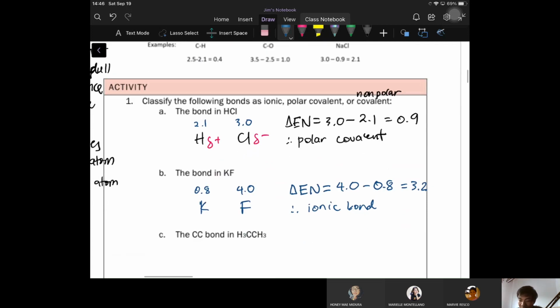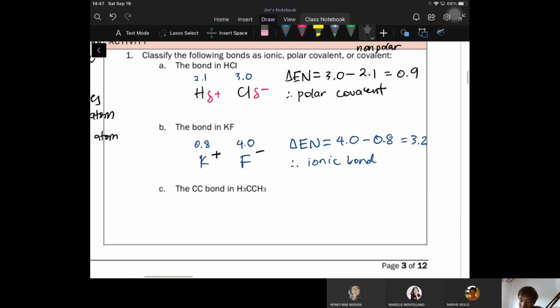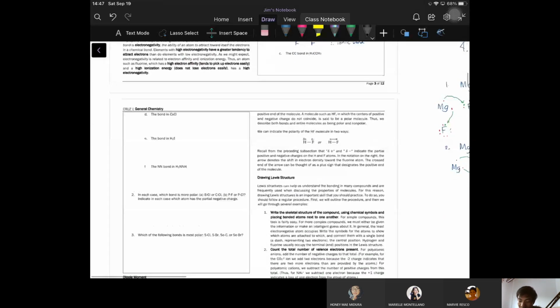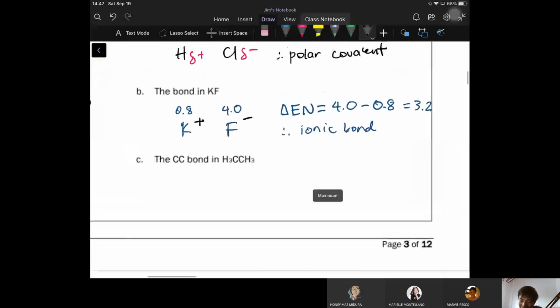Ionic bond na yan. So, pag ionic bond, hindi siya partial charges, full charges. So, full yung positive kay K, full yung negative kay F. Okay? Negative, positive. So, ganun lang. Letter C. Meron pa ba kayong masasagutan? Meron pa naman. Okay, letter C.